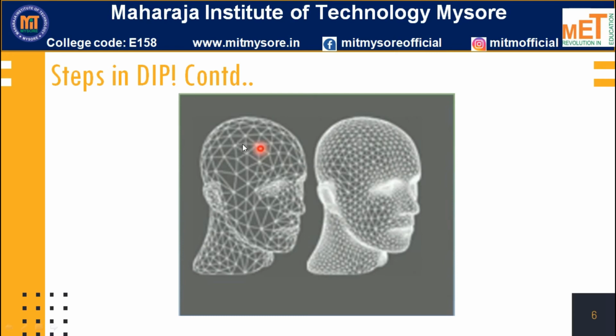Now how can I increase the resolution of this image? I am going to select the center point in this triangle and join it with the other pixels. When I do this, the number of pixels increases. When the number of pixels increases, obviously the resolution of the image increases. This is done in the multi-resolution step.